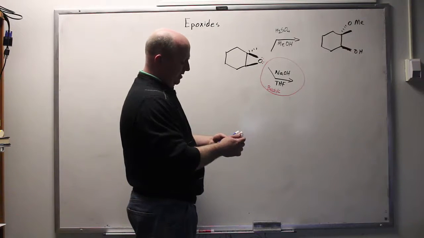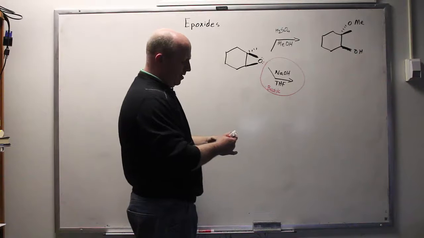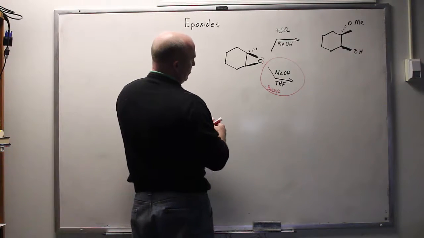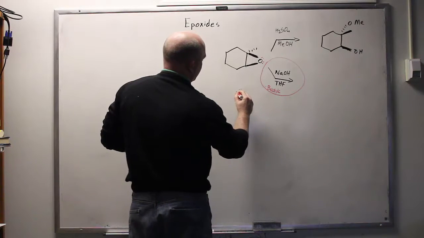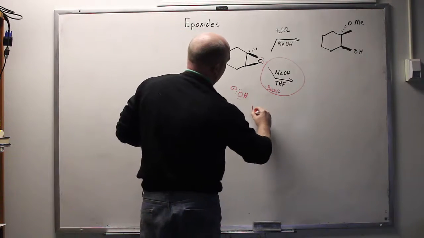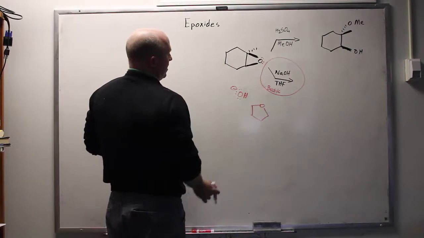Under basic conditions, something else happens. Rather than first protonating and then continuing on, all we do is really what amounts to an SN2-like reaction in the first place. Once again, we should always draw out reagents over the arrow in good Lewis structure form, so you see that that is hydroxide, and then THF is tetrahydrofuran, which looks like that.